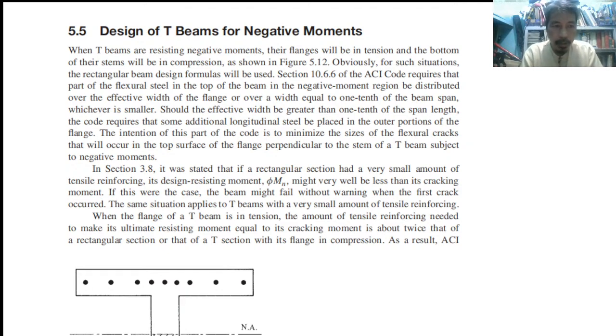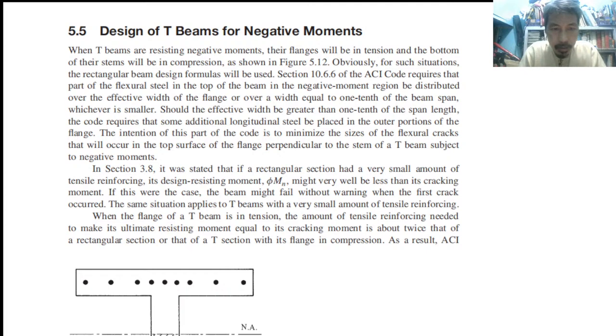The code requires that part of the flexural steel in the top of the beam, the negative moment region, be distributed over the effective width of the flange or over a width equal to 1/10 of the beam span. We already have this concept. We already talked about that concept. 10% of the beam span, whichever is smaller.